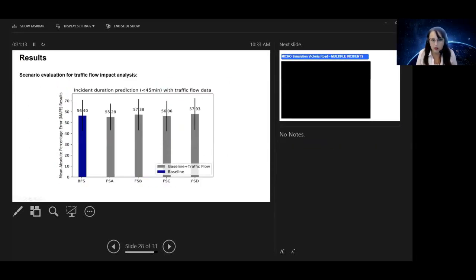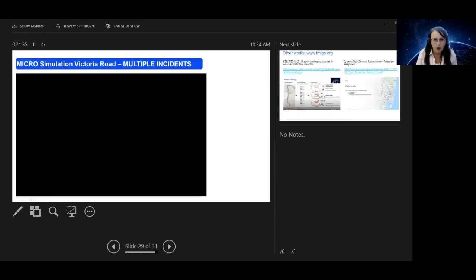And lastly, when we compared all the scenarios, the FSA was the best performing in terms of MAPE evaluation, going up to 55.28. So what this tells us is, better to just throw everything you have into the model. Apparently, it's not such a big difference between them. However, when you use all the information you have, your models perform better.